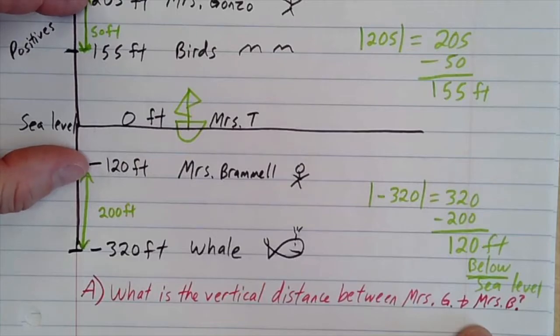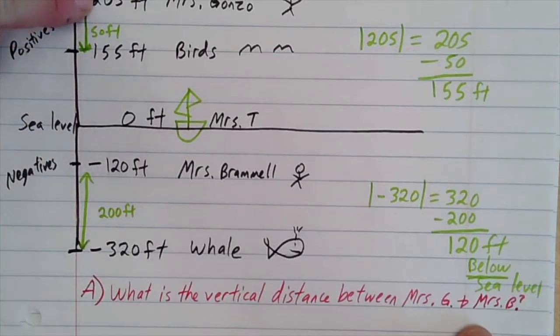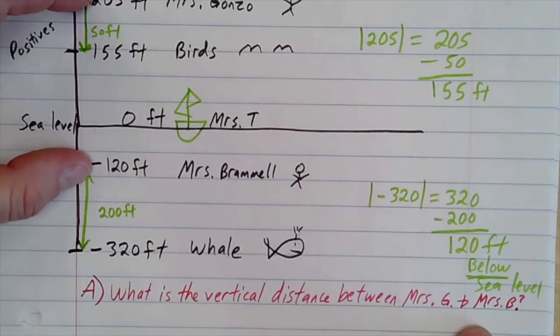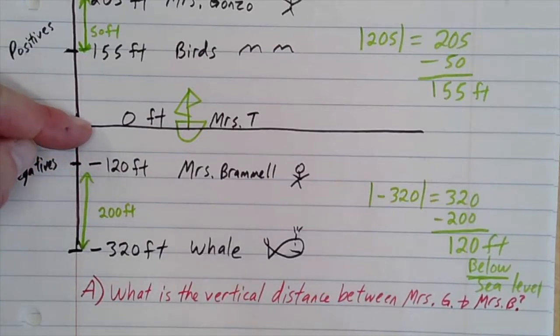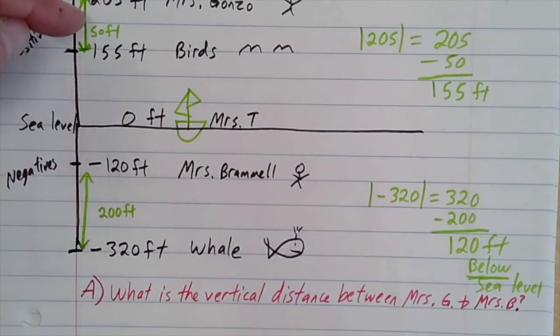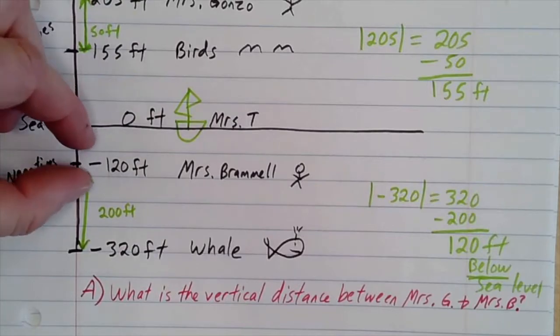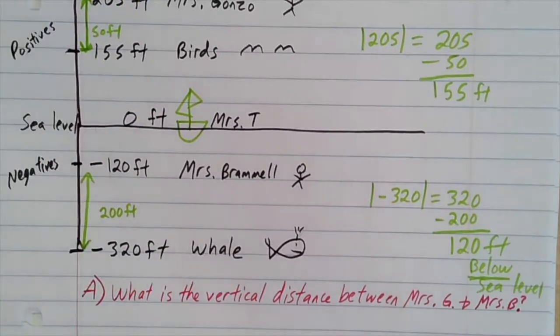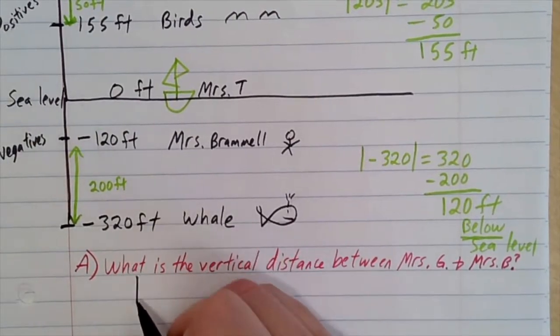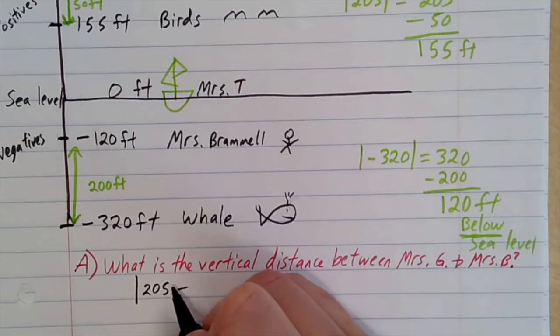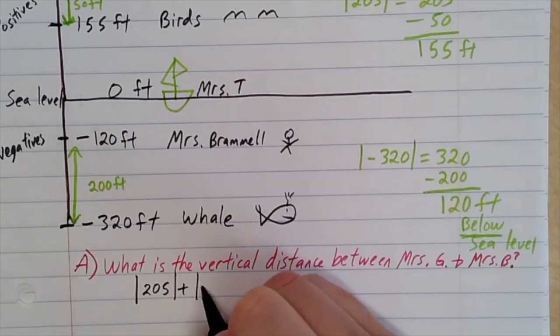So if you use their absolute values, the 205 and the 120, when one's above and one's below, you can almost add these two together, because it's going to take 120 just for me to get back to 0, and then from 0 you've got to go an additional 205 to get to Mrs. Gonzalez. So she's 205 from 0 and I'm 120 from 0, and we're on different sides. So you're actually taking the absolute value of 205 and adding it to the absolute value of negative 120.